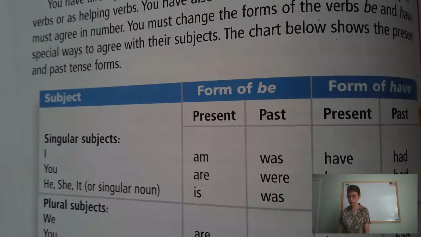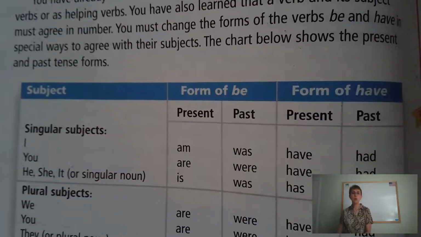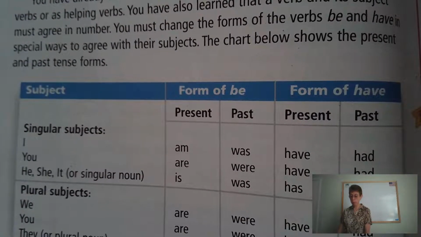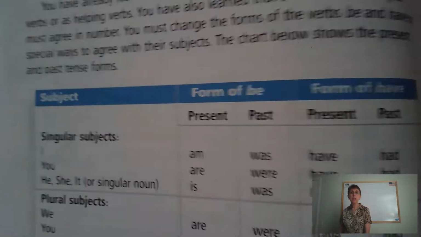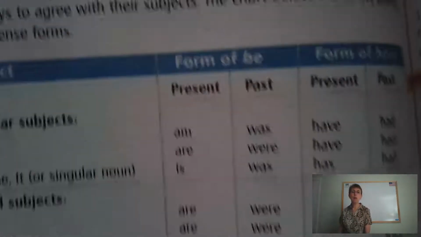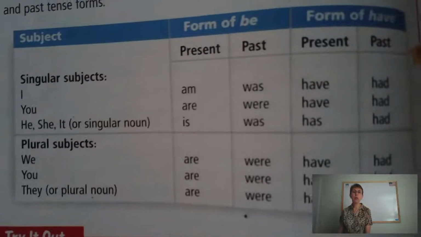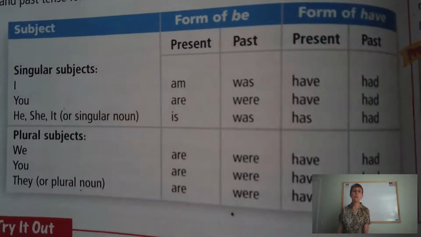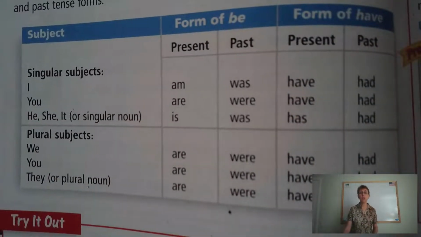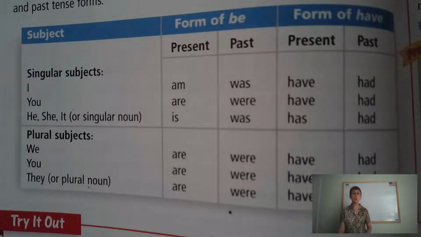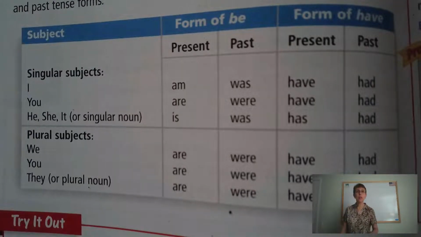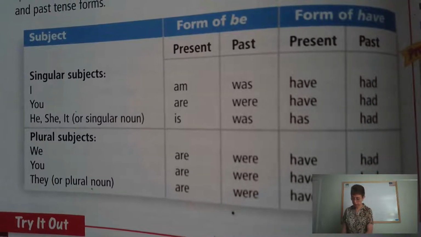So we're doing the same thing, only this time we're using forms of be and forms of have. Let's take a look at the chart. Now, if you remember in the past when we had gone over this, the different forms of the verb be don't look anything like the word be. So let's look at the chart together, please.